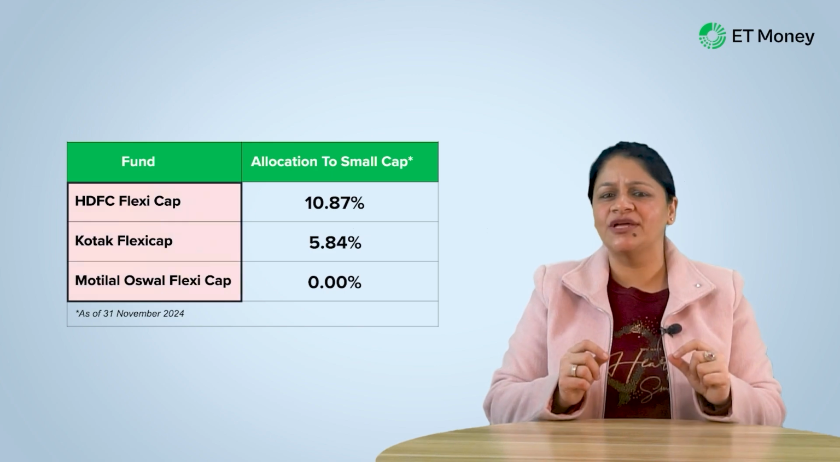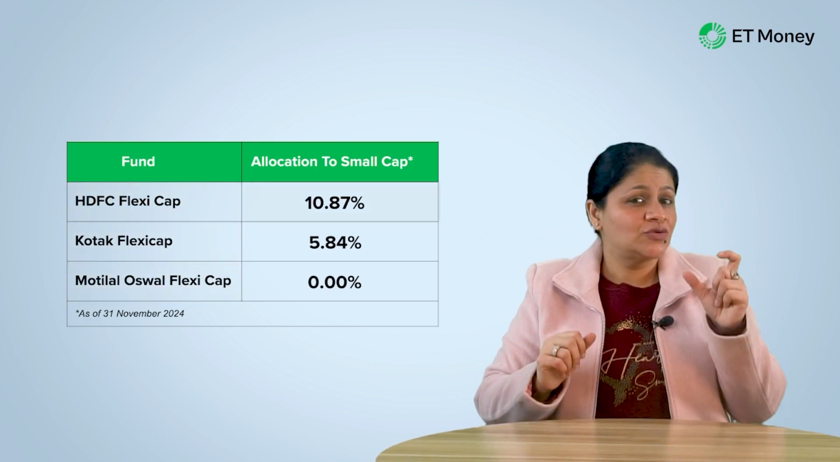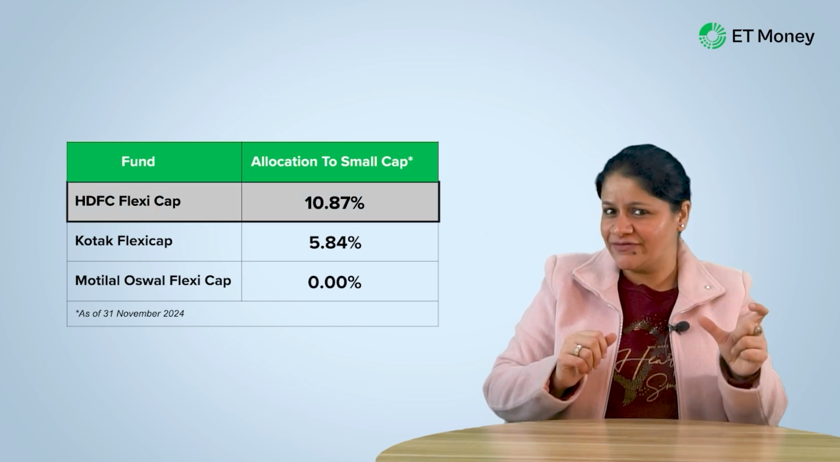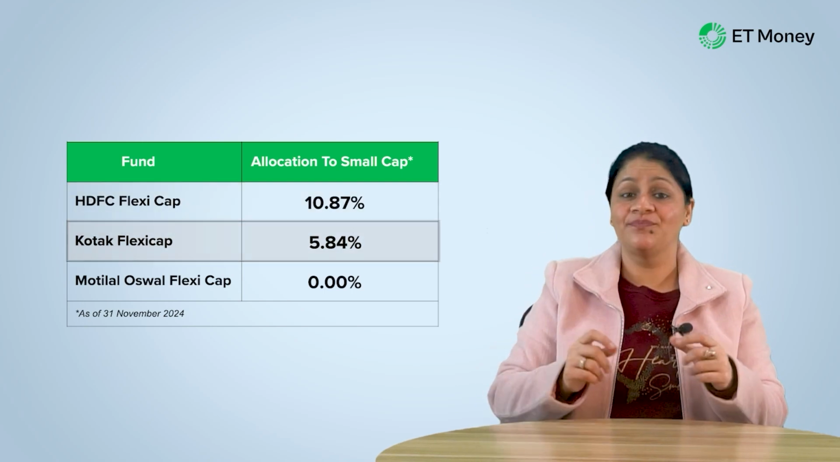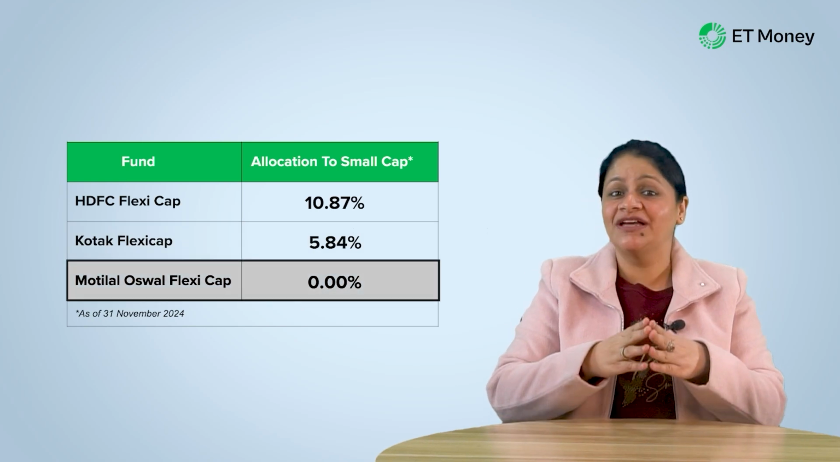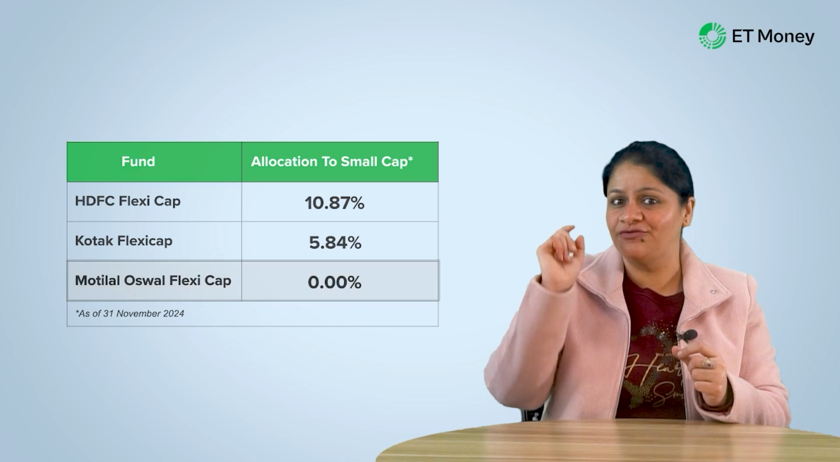None of the funds' allocations to small caps have gone above 12% in the past 5 years. So HDFC Flexi Cap has a 10.87% allocation to small caps. Kotak Flexi Cap has 5.84%. Motilal Oswal Flexi Cap, on the other hand, had no exposure to small cap stocks as of November 2024.